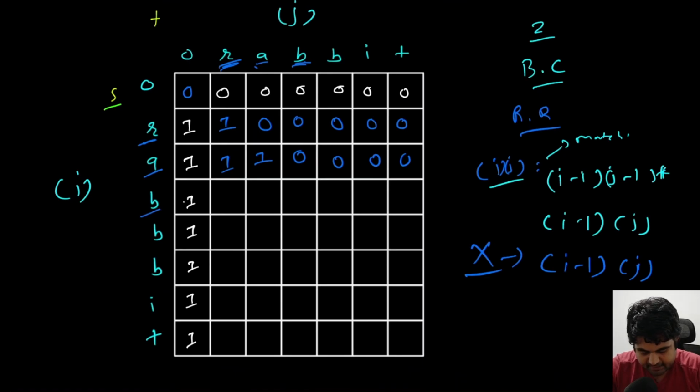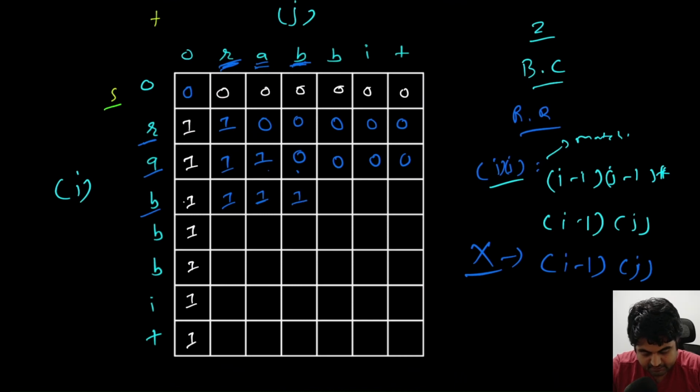Now B and R do not match, so because they do not match, the value from the top is 1. B and A do not match, so once again the value from the top is 1. B and B do match, so because they match, we are going to do the sum of these two values, so the answer is going to be 1.